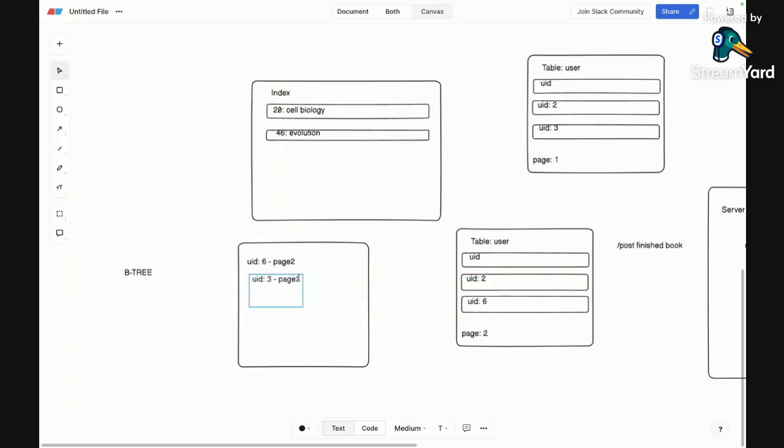3 is in page 1. So this is how the index will look. This is the index of the database. Most databases by default will do the indexing for the UID. You don't have to do that. If you have any extra field like email and such, you can do indexing for that as well.